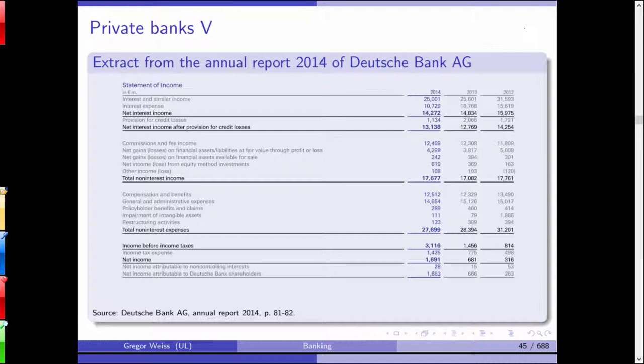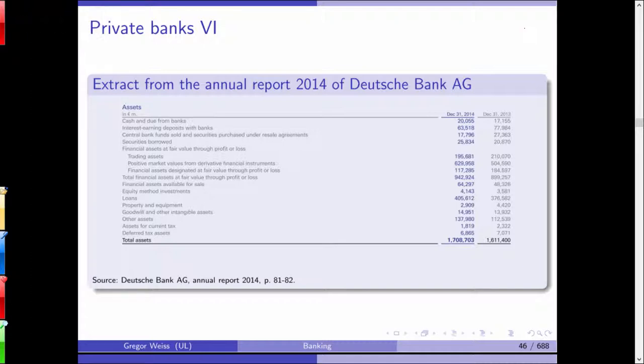To give you an idea of what a private bank in Germany looks like, I think it's quite instructive to look at the balance sheet. And this is an extract from the balance sheet, the annual report of Deutsche Bank as the largest private banking corporation in Germany. And what you can see from this is it's large. It had total assets of 1.7 billion euros. No, mistake, trillion. Billion in German, trillion in English. 1.7 trillion euros in 2014.